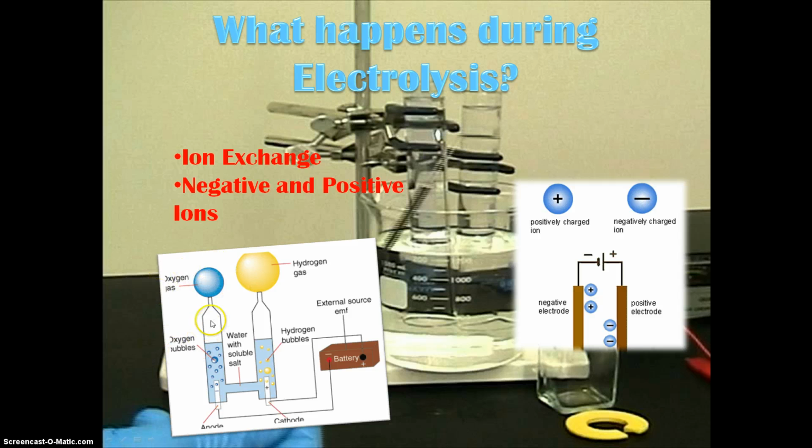Two gases are produced during the process of breaking the ionic solution into simpler substances, oxygen and hydrogen. Hydrogen is produced by the positive terminal and oxygen by the negative terminal.